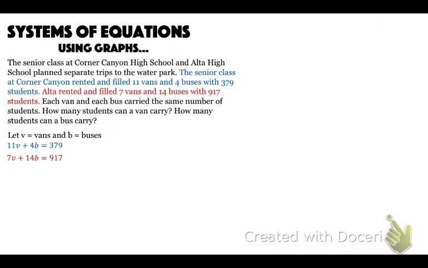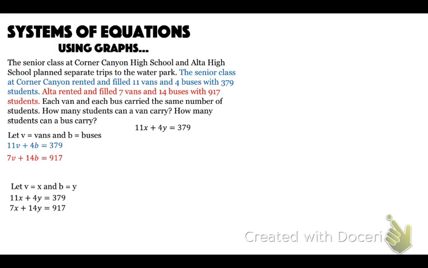Okay, let's do this one. So this is the buses one. Let's say that v equals x and b equals y. Doesn't matter. You could say that b equals y and v equals x, or you could say that v equals y and b equals x. Either way, it doesn't matter. So we have 11x plus 4y equals 379, and 7x plus 14y equals 917.